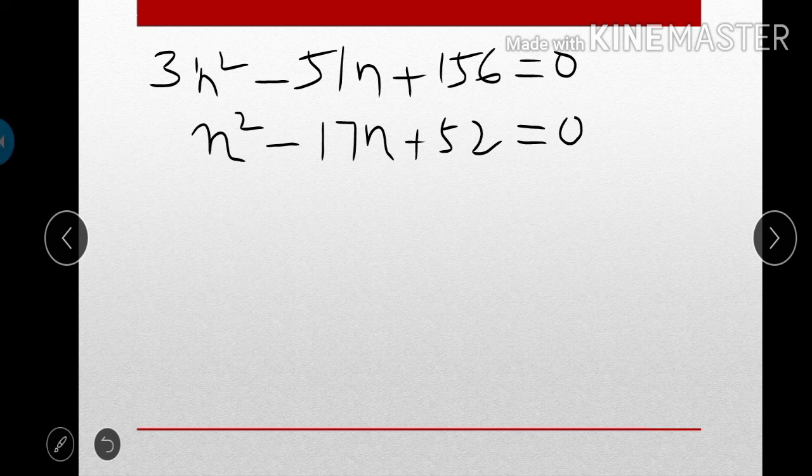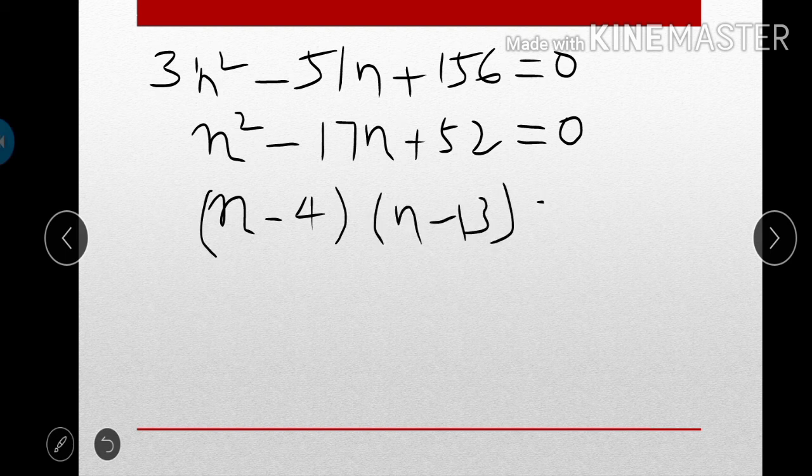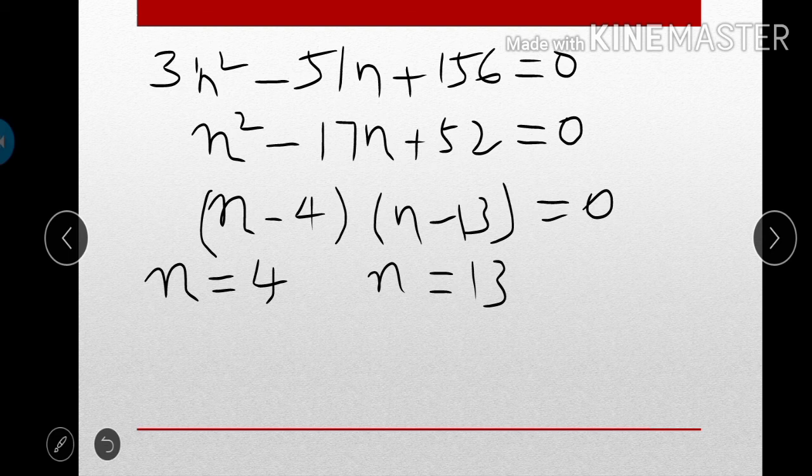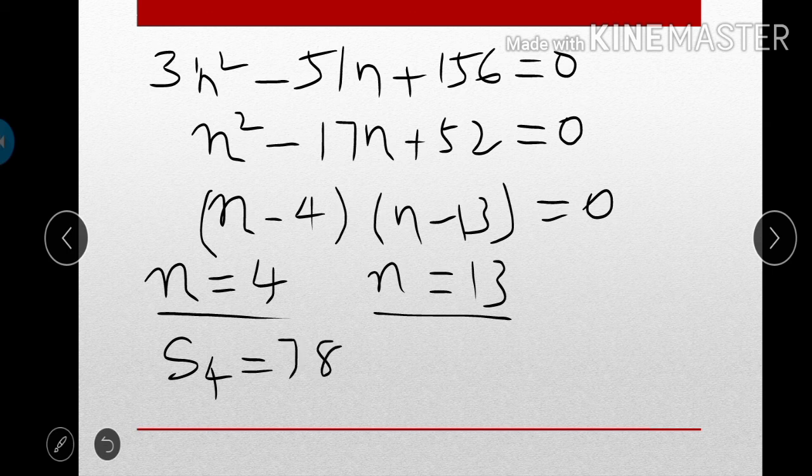Now we know how to split this. After splitting, I'll get n minus 4 and n minus 13 is equal to 0. Therefore, I am getting values of n as 4 as well as 13. Both values are admissible because both are positive values. What does this mean? The sum of 4 terms is 78, whereas the sum of 13 terms is also 78.